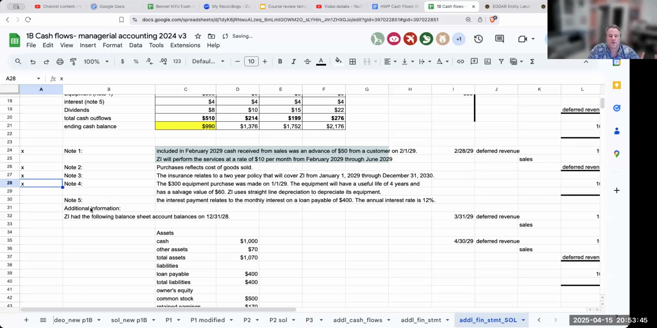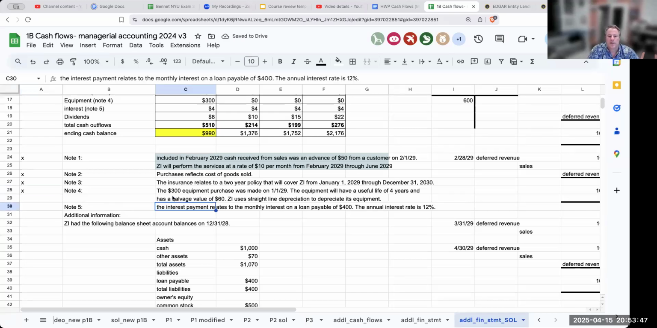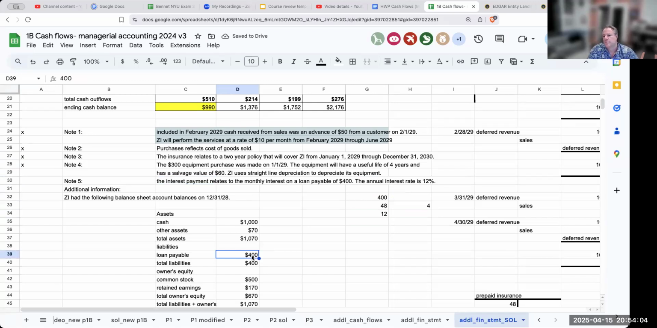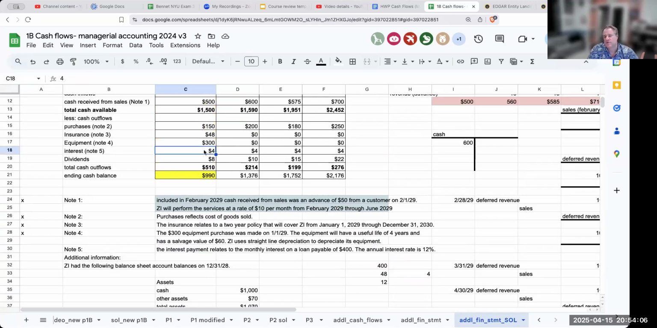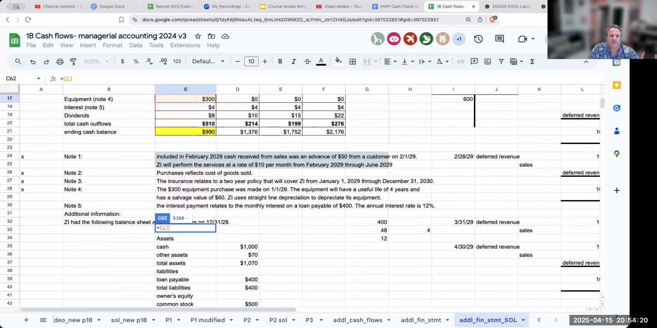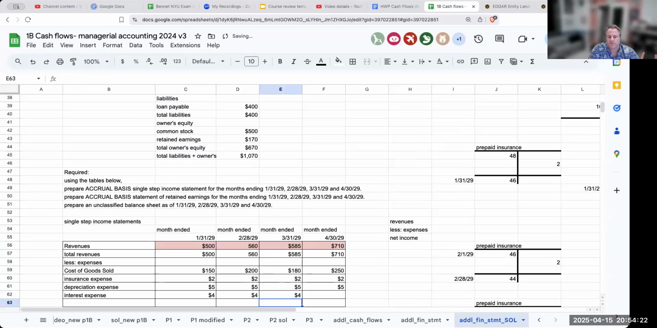Okay, so the interest payment relates to a monthly interest on a loan payable of 400. The annual interest rate is 12%. If I took 400 times 12%, I would get 48. If I divide 48 by 12, I'm going to get 4 per month. So this loan payable interest means that the cash is being paid for interest. So over here, I'm just going to go ahead and record interest expense. And this is going to be the same thing it is on the cash flow, 4,000 per month.